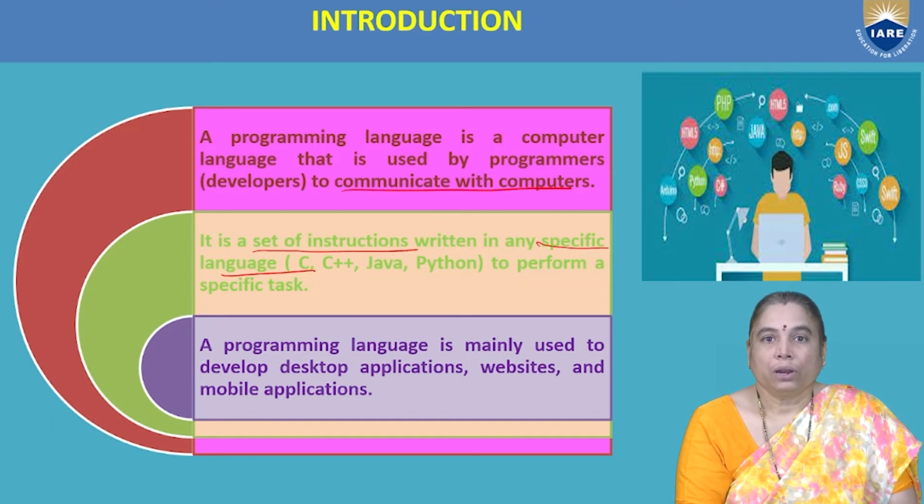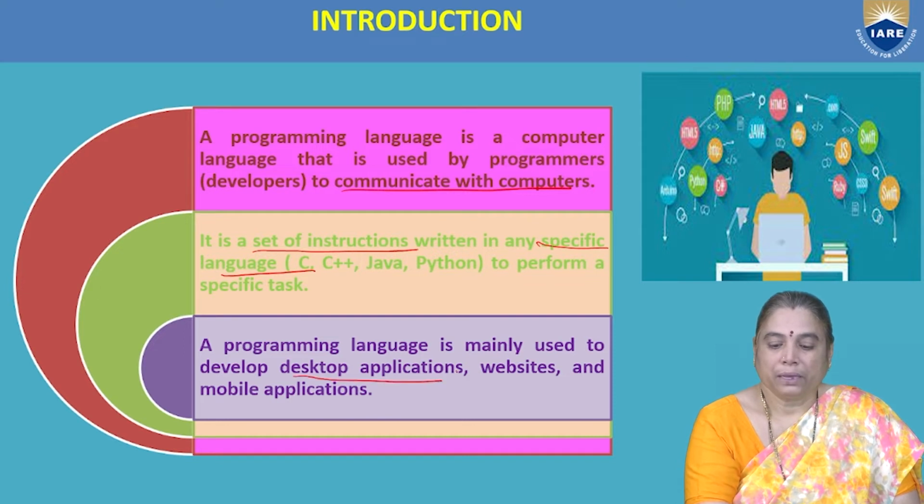But in order to control the internal functionality of the system, we can go for system software. Operating system comes under the category of system software. Not only operating systems, but compilers, interpreters, linkers, and loaders all come under the category of system software. So a language comes under the category of software. A programming language is mainly used to develop a variety of applications like desktop applications, websites, and mobile applications.